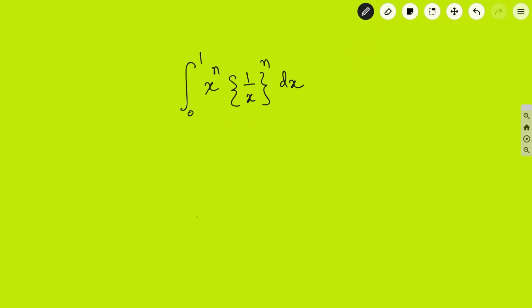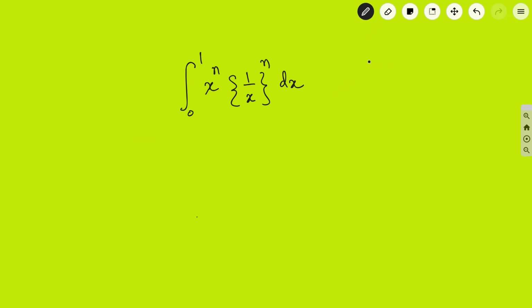Just to remind you what fractional part means: if I have the fractional part of 3.14, this is nothing but 0.14, right? That's the fractional part of this particular number. Now, how do we even go about solving this? It's a nice little trick here.